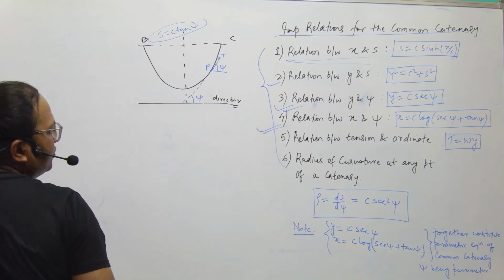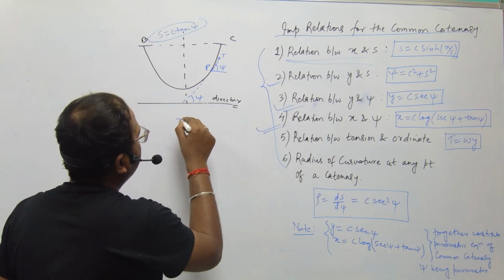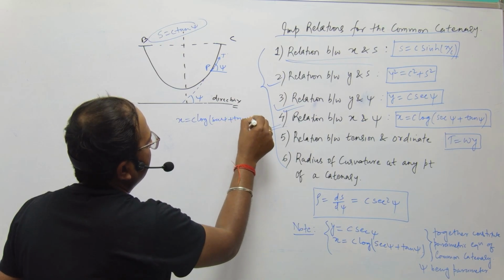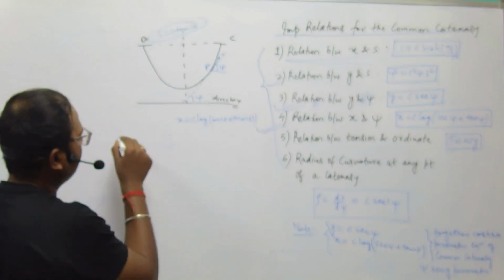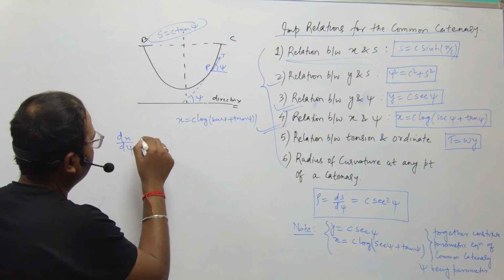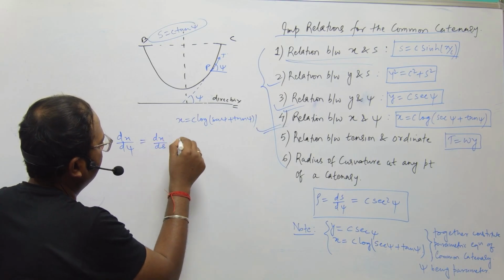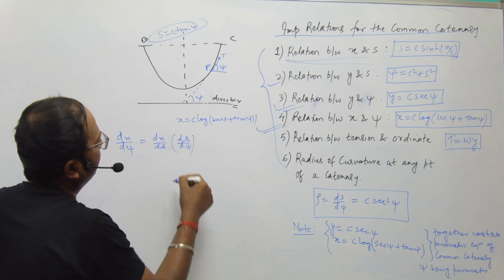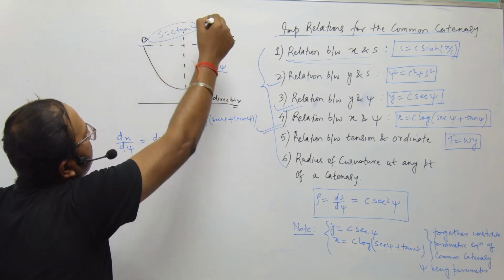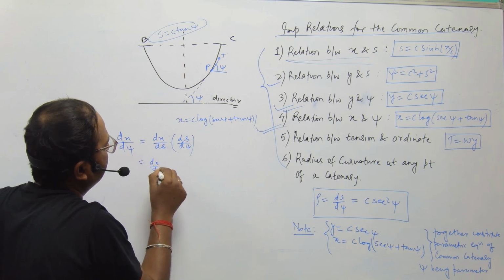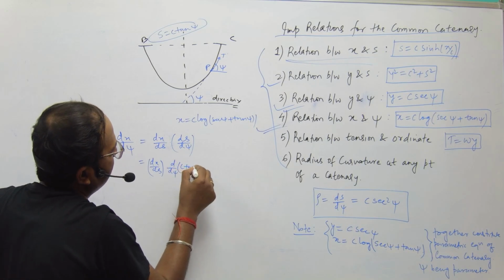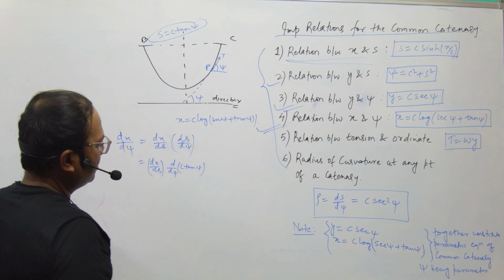Under relation 4, we have to prove x is equal to c times log of (sec psi plus tan psi). Now let us calculate dx upon d psi. We have dx upon d psi as dx upon ds into ds upon d psi. From the intrinsic equation of the common catenary, s is equal to c tan psi. So this is equal to dx upon ds into d upon d psi of c tan psi. Let us calculate dx upon ds.